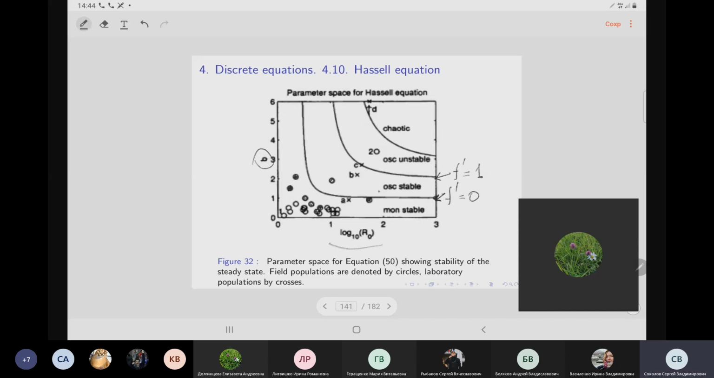There are only a few populations that are in the unstable region, but usually some other effects take influence, and, for example, there is no such strong intraspecific competition in these populations. And some laboratory populations are marked with crosses, like this. These are the crosses.